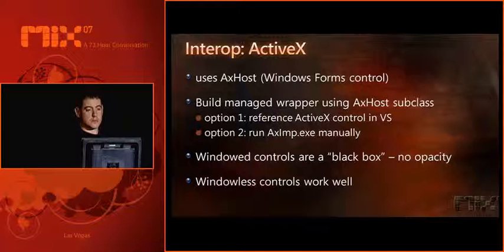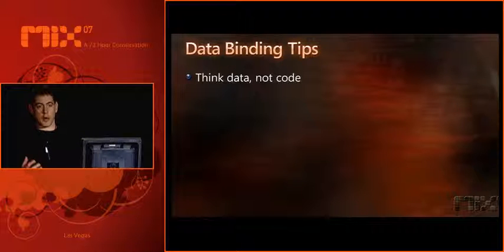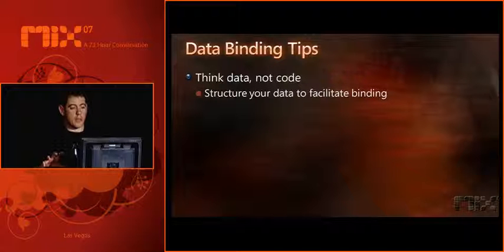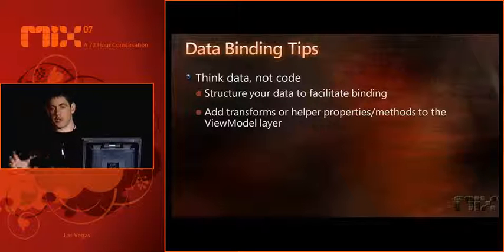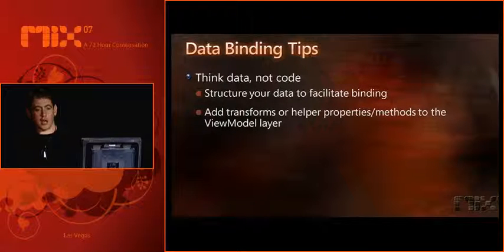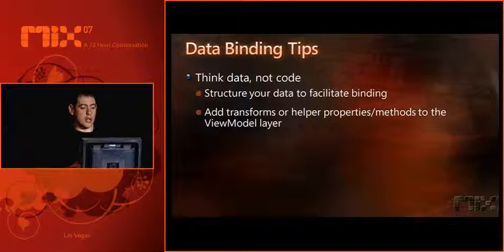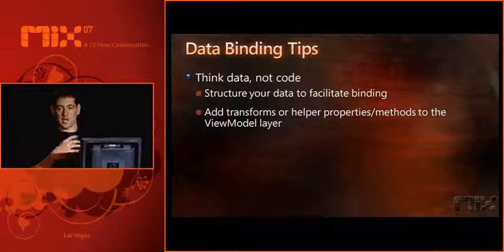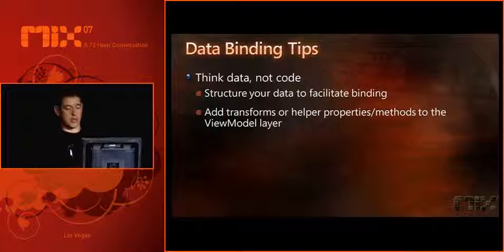So the next topic, data binding, is sort of the power of WPF. And one of the things that I've had to do going from the Win32 world to the WPF world is figure out how to make the app more data-driven, because even apps that you never would think could be data-driven can be data-driven. So the way you do it is you structure your data to facilitate the binding to happen. And you may not be able to do that on the raw data. Maybe it's a database, maybe it's existing legacy stuff that provides you data. But you craft your view model layer in the middle to add these transforms of the data or helper properties or methods to the view model layer.